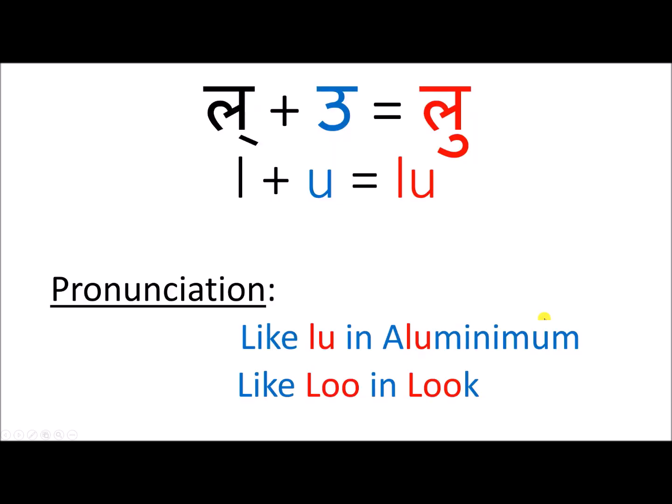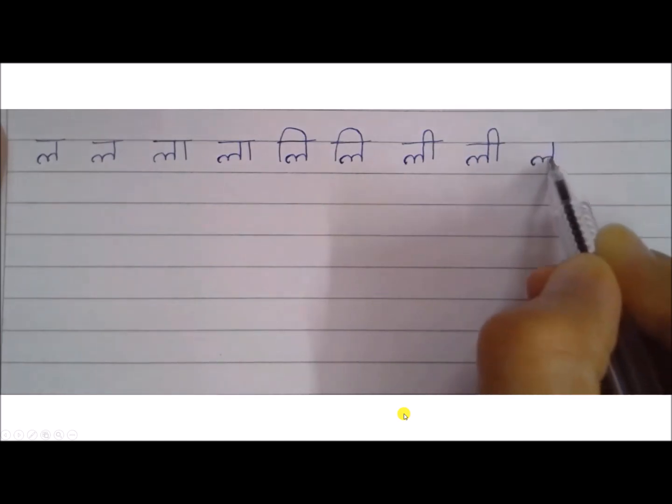The next sound or letter is lu. You get this sound lu when you add L to U. L plus U equals lu. The pronunciation of lu is like lu in aluminum, or aluminium as some call it, and like LOO in look. And lu is written like this.